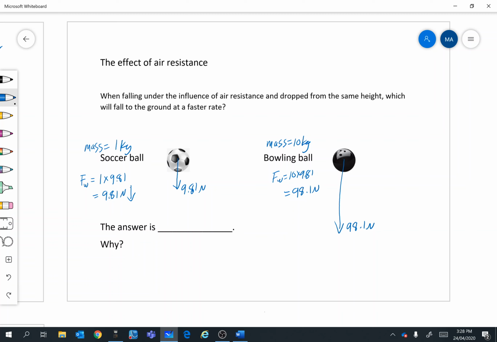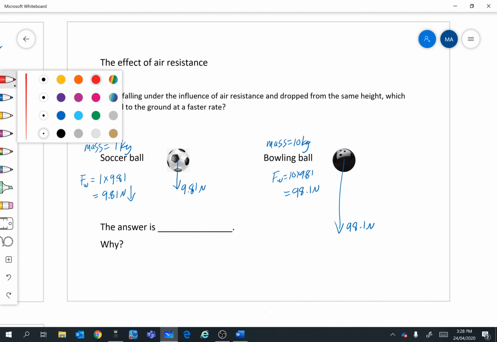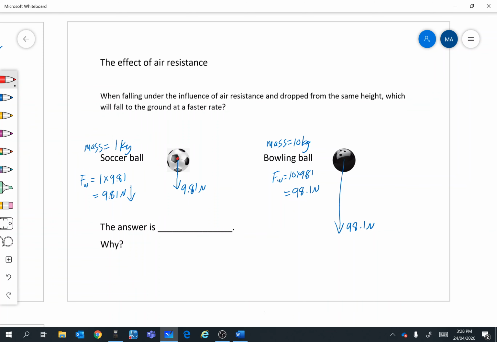Now these balls are both the same sort of shape and size, so I'm going to make an assumption that the air resistance is similar for both of these. I'll just switch to red for air resistance this time. I'm going to say air resistance on each of these is 1 newton. That's not an unreasonable thing to assume because, like I said, they're a similar size and similar shape, so they would have a similar amount of air resistance to one another.